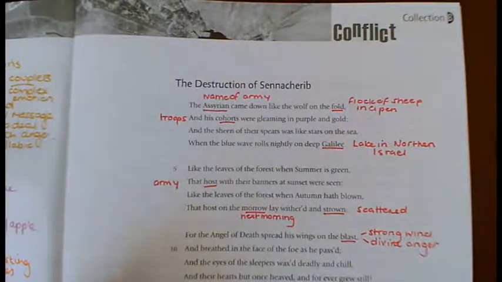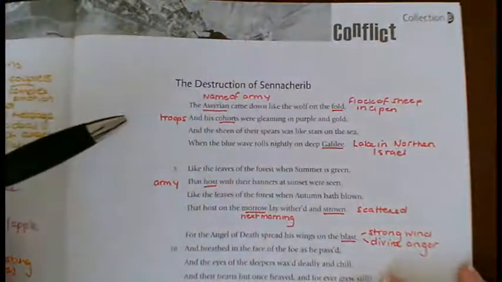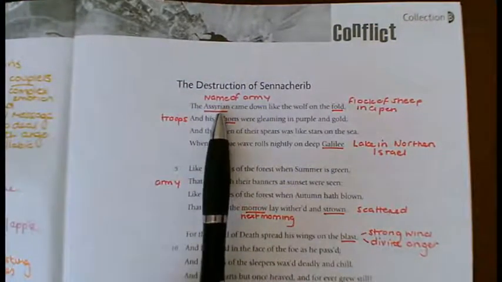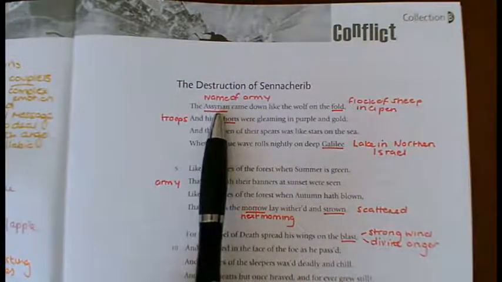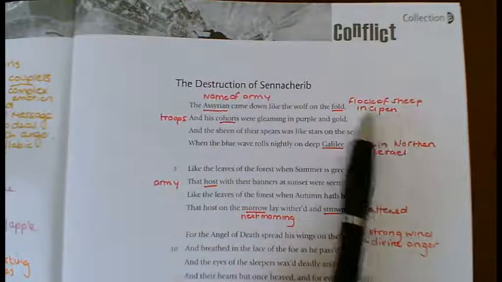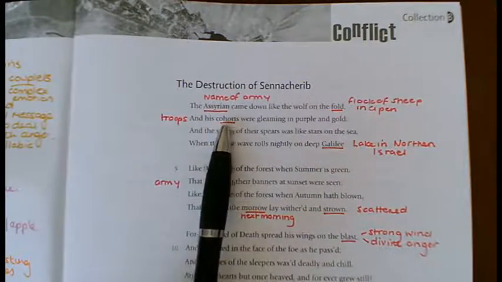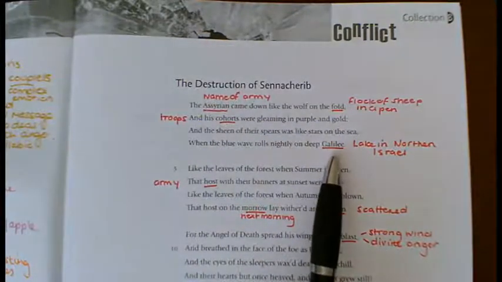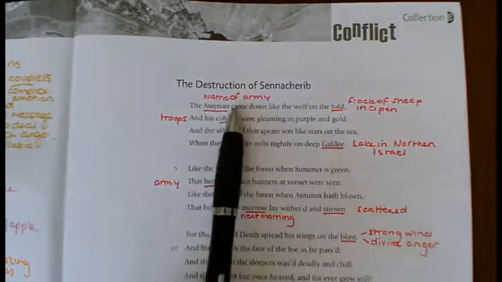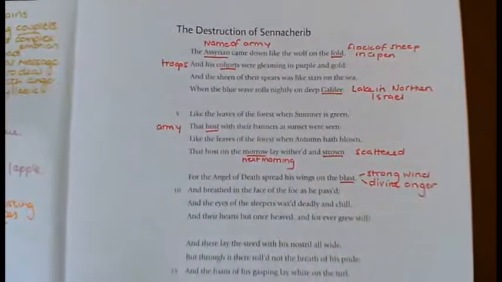So the first stanza has got 4 words for you to note down. We've got Assyrian, which is the name of the army in this poem. Fold, which means a flock of sheep in a sheep pen. Cohorts is troops. And Galilee is a lake in northern Israel. So it gives you a little bit of context already from knowing that glossary and those words.